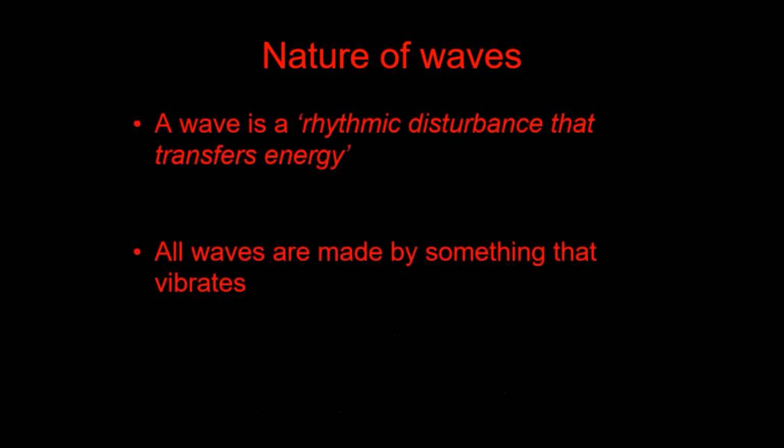So what is a wave? A wave is referred to as a rhythmic disturbance that transfers energy. Now this can be mechanical, as said before, or could be electromagnetic. Here we're going to deal mostly with mechanical waves, and we'll move into electromagnetic waves later in the class. But you should remember this information for later on. But the thing that is the same is all waves are made by something that vibrates.